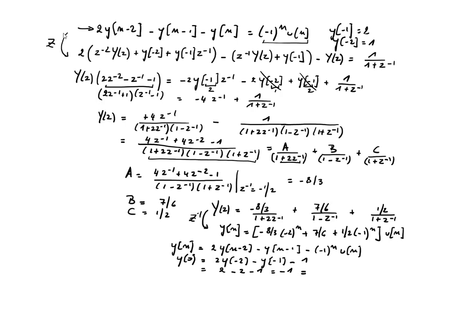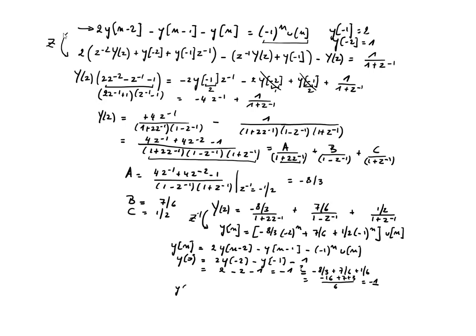So let's check if this is correct in our solution. So we have minus 8/3 plus 7/6 plus a half. If we put that at the same denominator, we have 6 over here, minus 16 plus 7 plus 3, so this is indeed equal to minus 1.